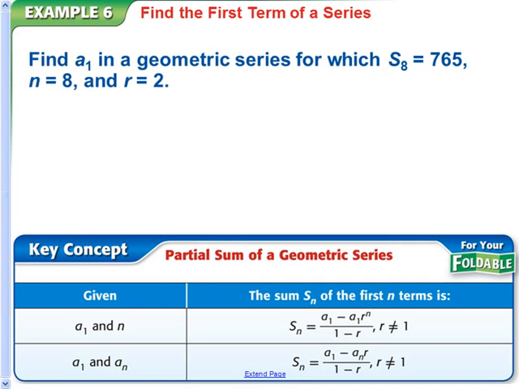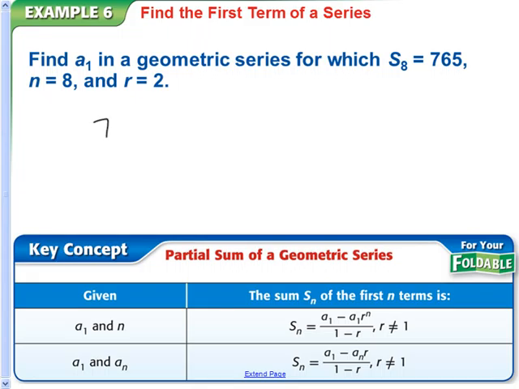So this time the sum of 8 items is 765. There are 8 items and their ratio is 2. So I don't have the first term. That's what I need to find. We don't know the last term either. So it looks like we're going to need to use that first formula.